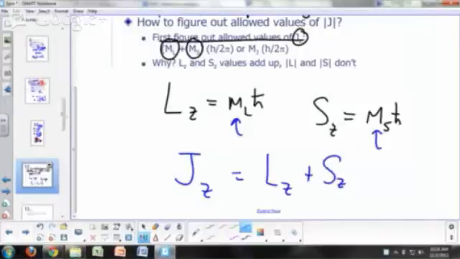Magnitudes of the L and the S vector are not going to add up because they're oriented in different directions. They're not going to add up to the magnitude of the J vector. But you know the Z components are going to add up. So that's what we're going to have to do to figure out the allowed values of J.